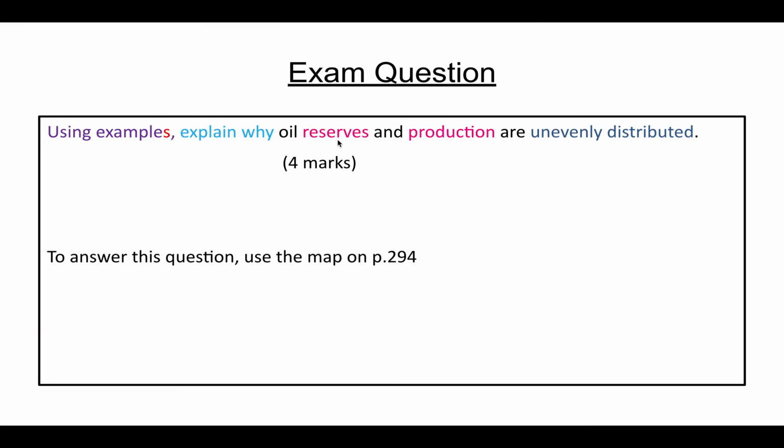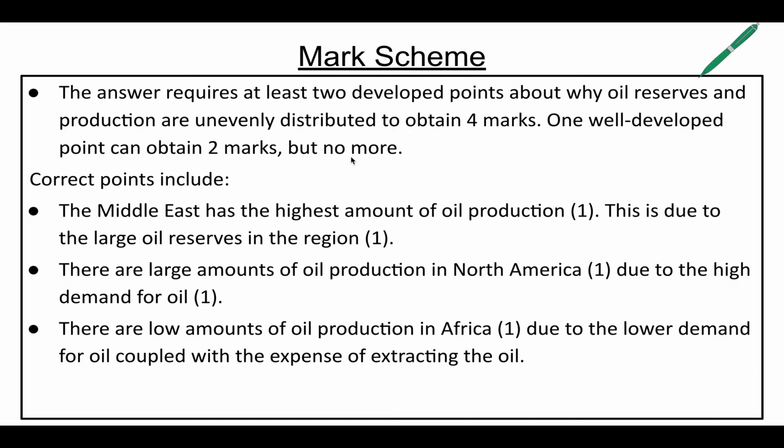Explain why oil reserves and production are unevenly distributed. Take a moment, see the key term, work out what it means. Reserves is how much is left, and production is how much we're extracting, taking out. We've said a couple of times today that not everyone has oil supplies available to them. Not everyone is producing as much oil as each other, and some places have bigger reserves than others.